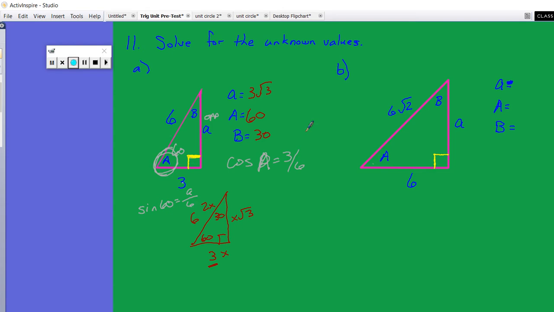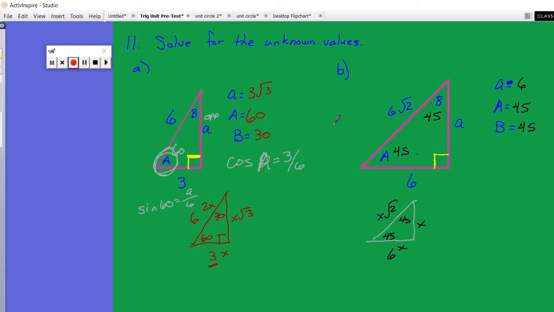On this one, on part B, the easiest way to do this problem is to remember if this is a 6, this is x, and this is x square root of 2, because it's a 45, 45, 90. So if ever you get one side is a 6 and then the hypotenuse is 6 with the square root of 2, that means it's a 45, 45, 90 degree triangle. So angle A is 45, angle B is 45, and side A is 6.